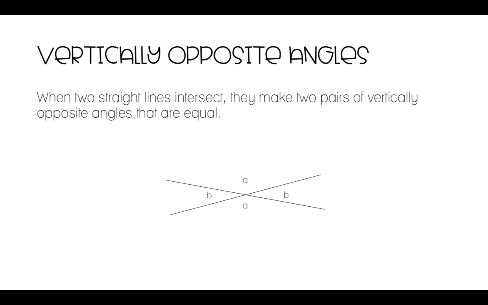Now let's talk about vertically opposite angles. Vertically opposite means opposite angles are opposite to each other, and if they're vertically opposite, we're just talking about ones that are not next to each other. So they're split up by having a different angle in between. When we have two straight lines intersecting, we have vertically opposite angles and they are equal to each other. So the A's are the same and the B's are the same. This should be a recap from year 7 for you.